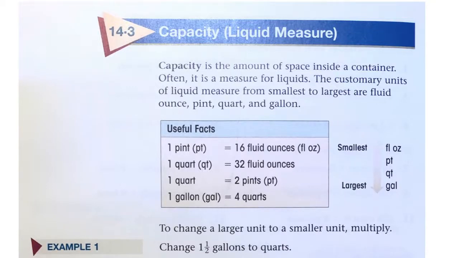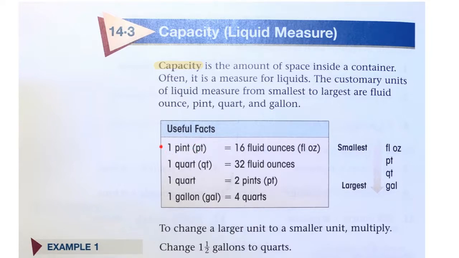Basic Math, Chapter 14, Section 3, Capacity, Liquid Measure. Capacity is the amount of space inside a container. Often it is a measure for liquids. The customary units of liquid measure, from smallest to largest, are fluid ounces, pints, quarts, gallons.